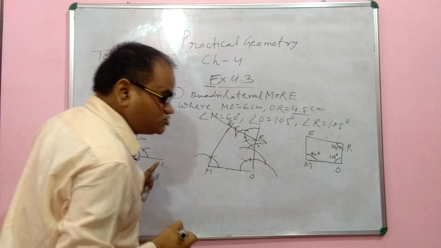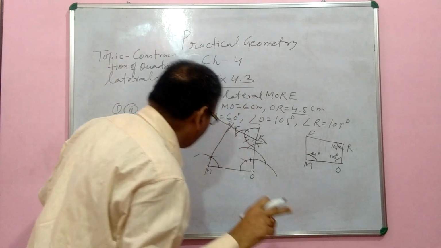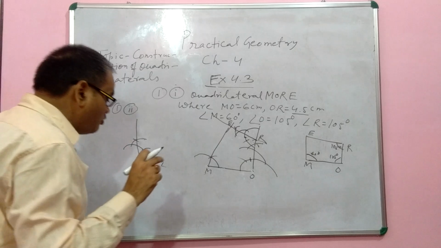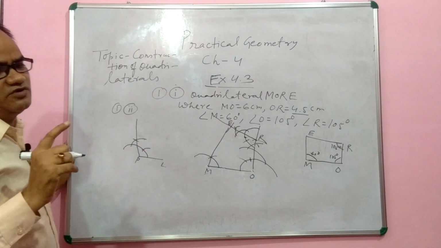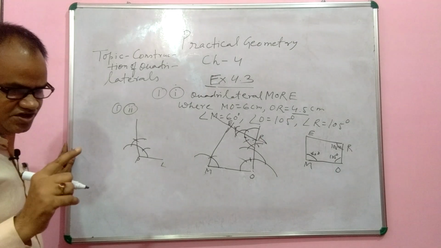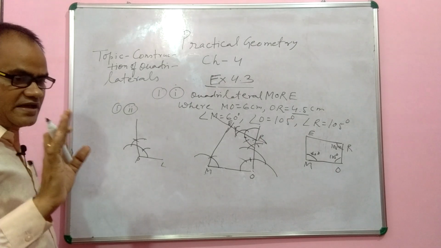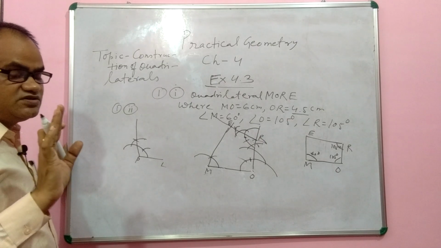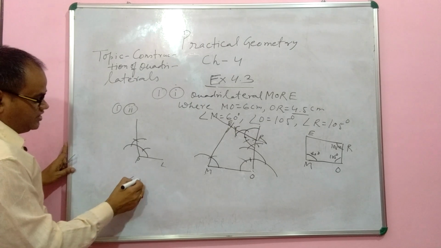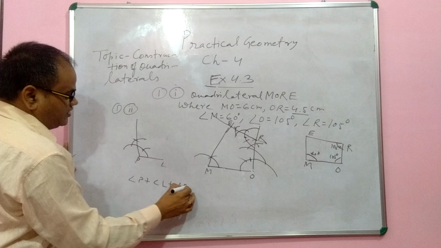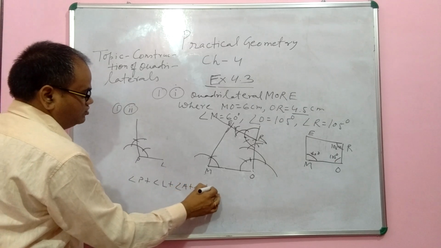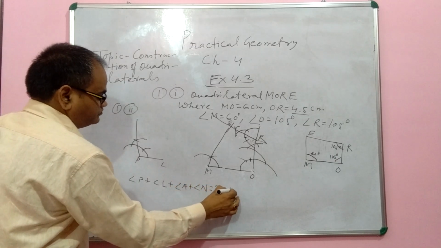Now angle L is not given. In your question second, angle L is not given. Then how will you find out angle L? Look here. You know the sum of angles of a quadrilateral is 360 degree. When you add all the 4 angles of a quadrilateral, you will get 360 degree. Angle P plus angle L plus angle A plus angle N equal to 360 degree.